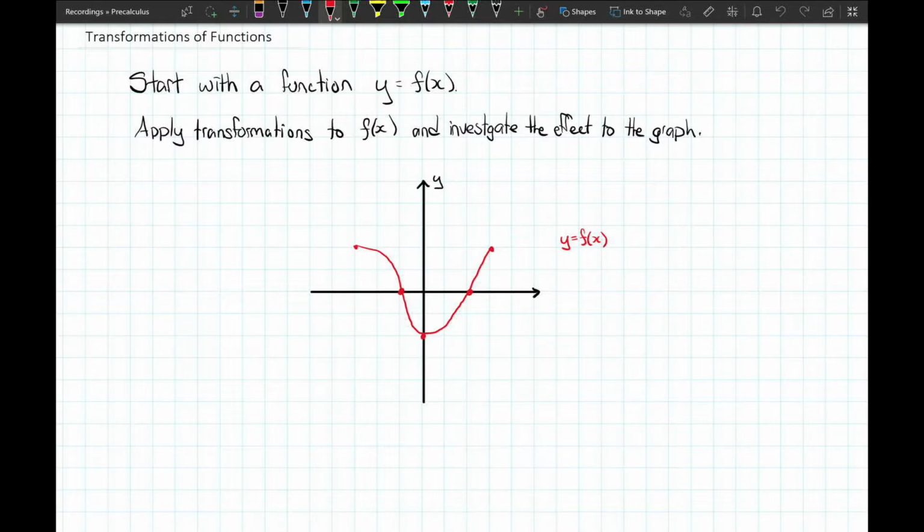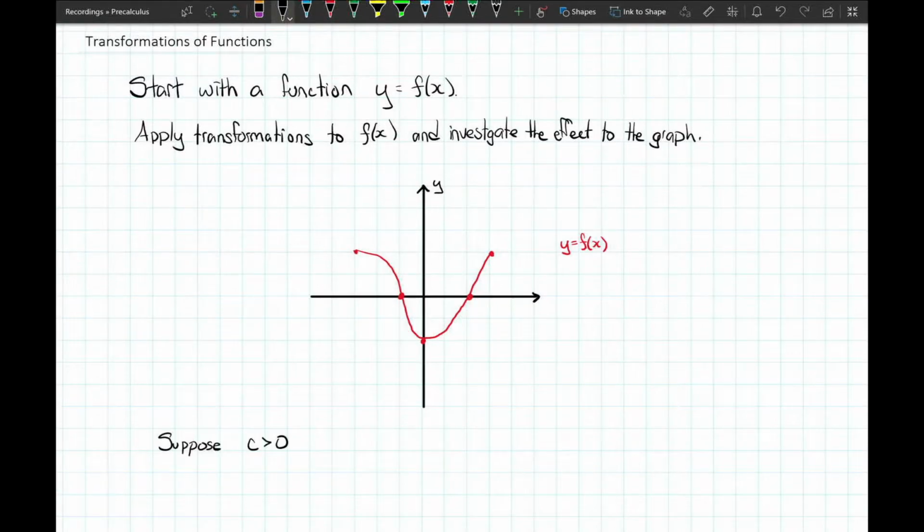Let's take this graph, for instance, y equals f of x. Not a well-known shape or anything like that, but let's suppose that we just know that the shape of y equals f of x looks like this. All right, well, let's start by doing a really basic operation like adding a constant. Let's suppose c is some constant, it's greater than 0. Well, what's going to happen if we just add c?